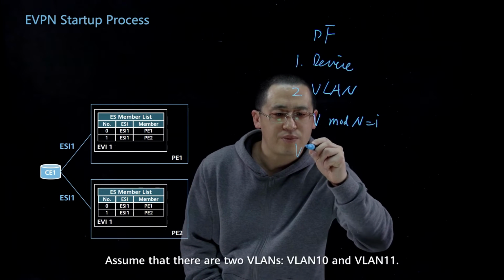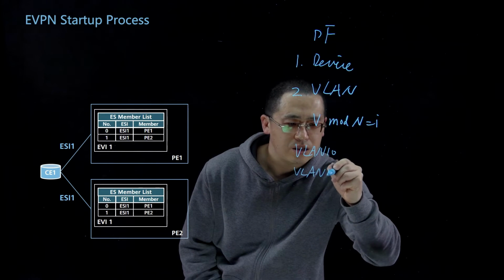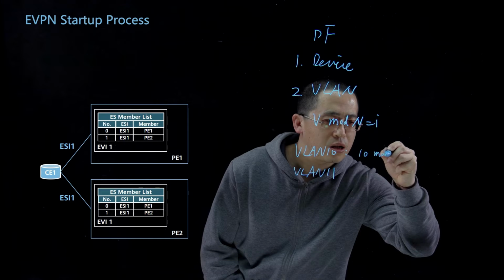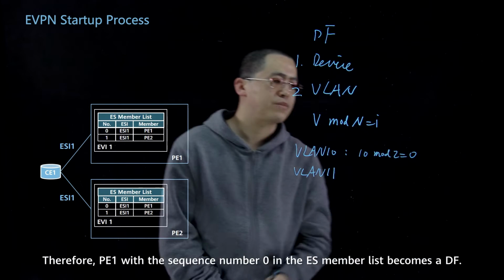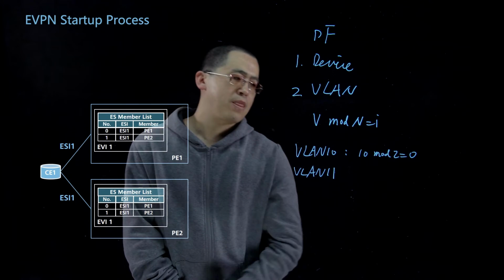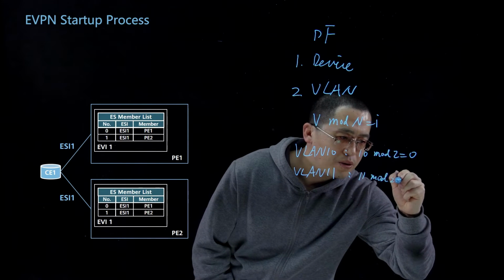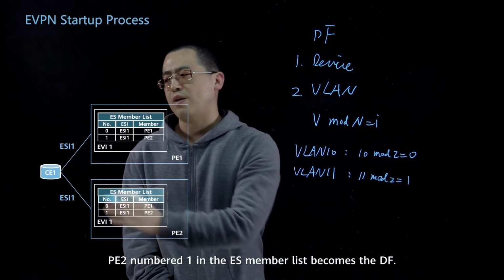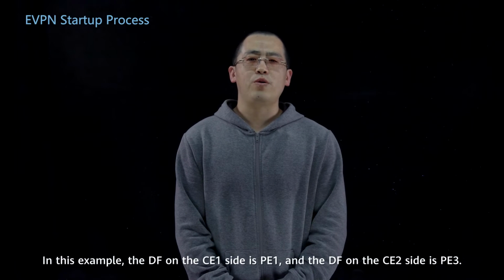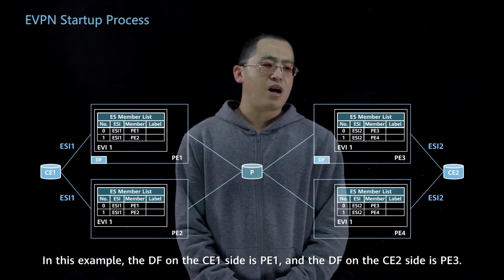Assume that there are two VLANs: VLAN 10 and VLAN 11. For VLAN 10, 10 mod 2 equals 0. Therefore, PE1 with the sequence number of 0 in the ES member list becomes the DF. For VLAN 11, 11 mod 2 equals 1. PE2 numbered 1 in the ES member list becomes the DF. In this example, the DF on the CE1 side is PE1, and the DF on the CE2 side is PE3.